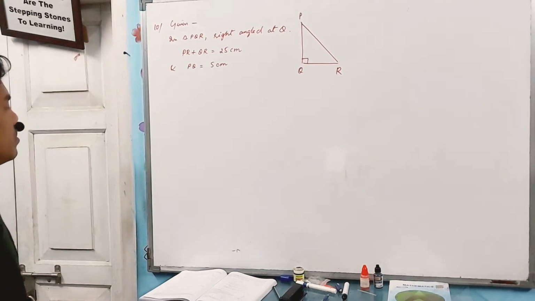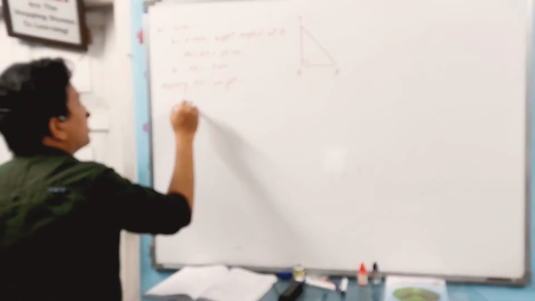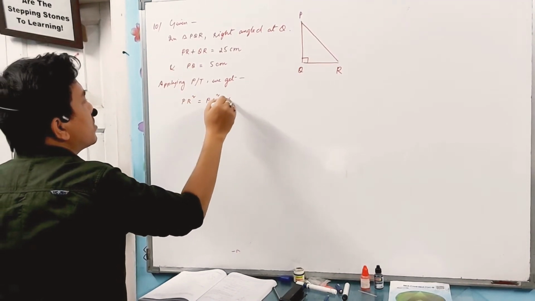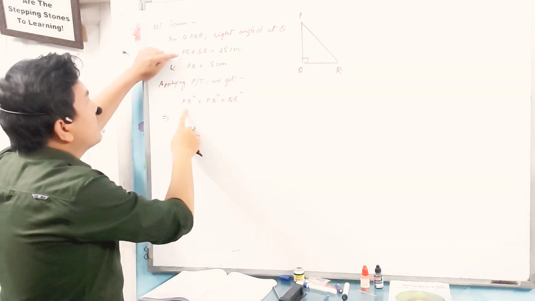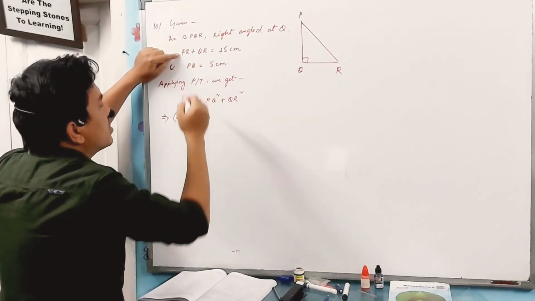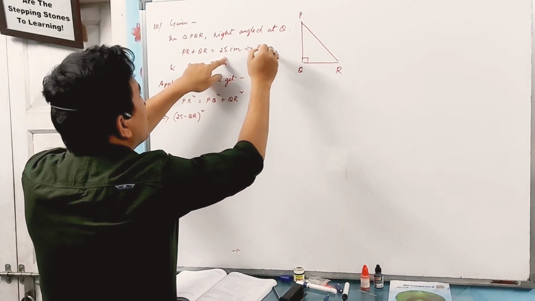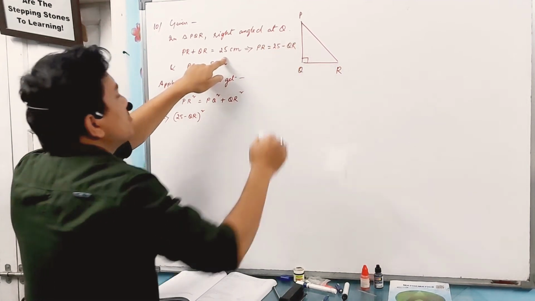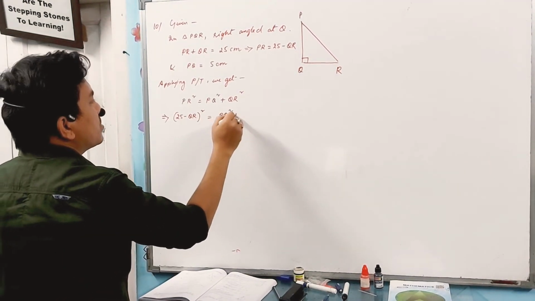Okay, alright. So now we will apply Pythagoras theorem in this triangle. Applying Pythagoras theorem, we get PR square will be equal to PQ square plus QR square. Now, in place of PR, can we write 25 minus QR whole square? Because it is given that PR plus QR is equal to 25. So, this can be written as PR will be equal to 25 minus QR. Can we write? Yes, we can write. So PQ square plus QR square.